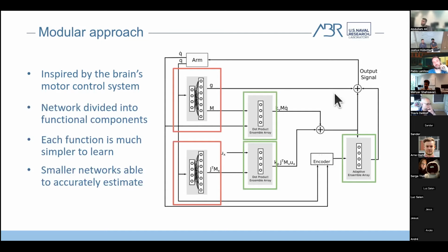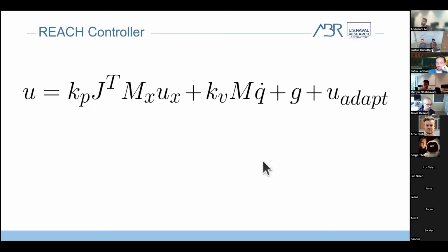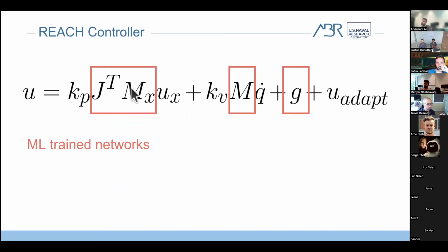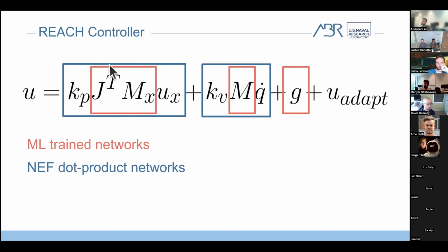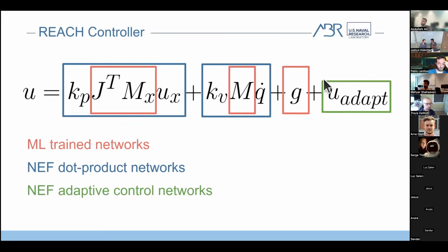And so I've highlighted in red the machine learning nodes and in green the ensembles, or sets of neurons, that we're going to build out with the NEF, the neural engineering framework. So if we go back to this equation, these components will be generated using standard machine learning methods, and then these dot products will be calculated with the NEF, and this adaptive control term will also be implemented using the neural engineering framework.